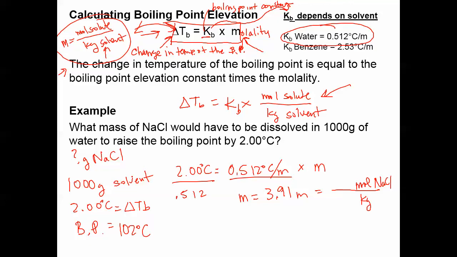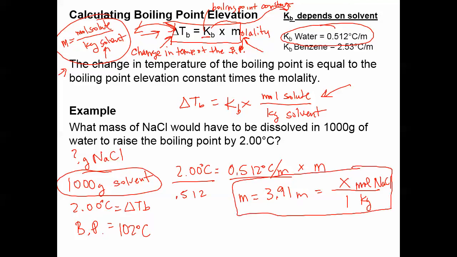And again, I was given how much solvent I had, 1,000 grams, and if you remember, that's 1 kilogram, so that makes it easy. And I don't know how many moles of NaCl. So again, I'm set up with a 3-variable equation, and I have 2 of the knowns and 1 unknown. So solve for the unknown. You can cross multiply. It's pretty easy with 1 being there. So X, in this case, the number of moles, is 3.91.